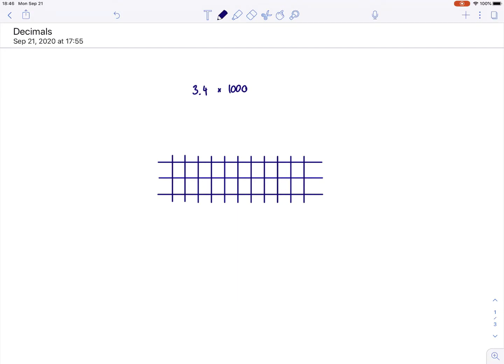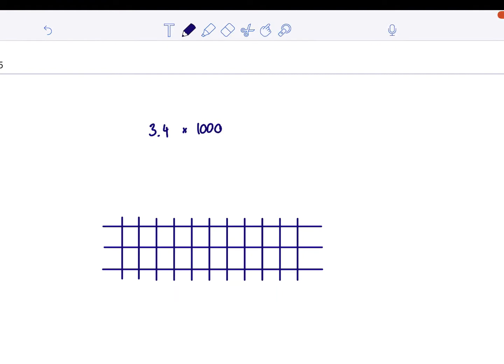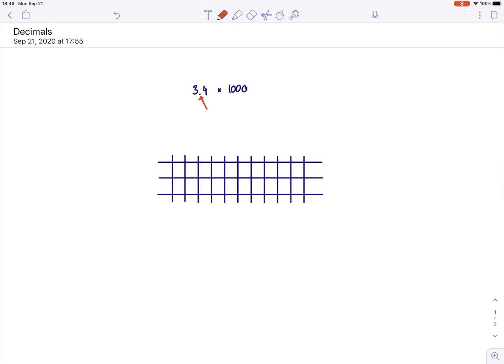In this video I want to talk about how to solve simple decimal problems. Things like 3.4 times 1000 and also how to do division with decimals. The first thing you need to watch out for is finding this decimal point. That's this dot right here. And please don't confuse it with any commas that you also frequently see in numbers.